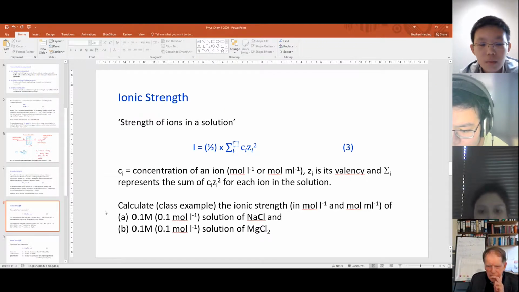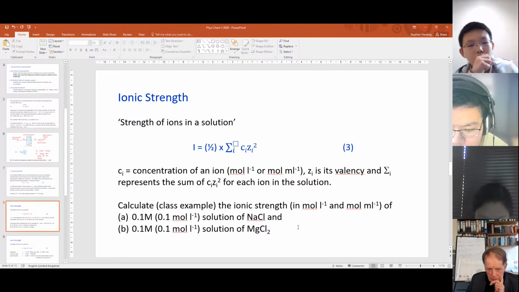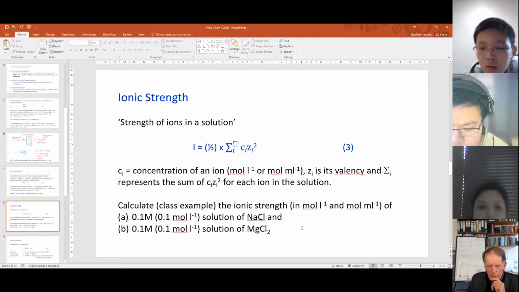So it'll be 0.1 times 10 to the minus 3, or 1 times 10 to the minus 4 moles per mil, and that would be 0.3 times 10 to the minus 3 moles per mil, or 4 times 10 to the minus 4 moles per mil. Yeah, so remember that when converting.